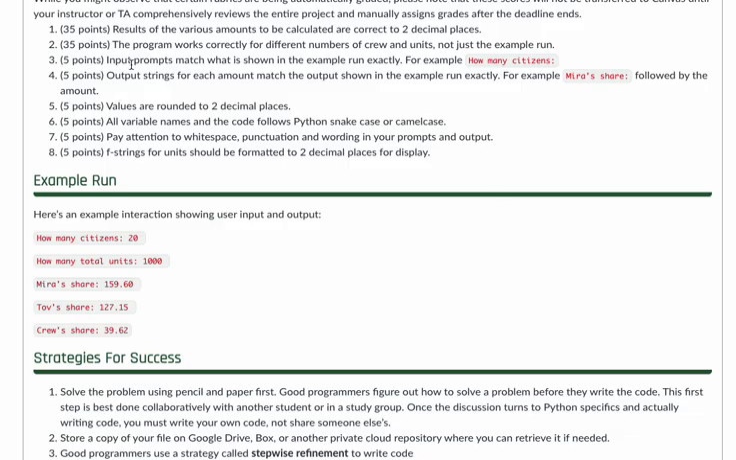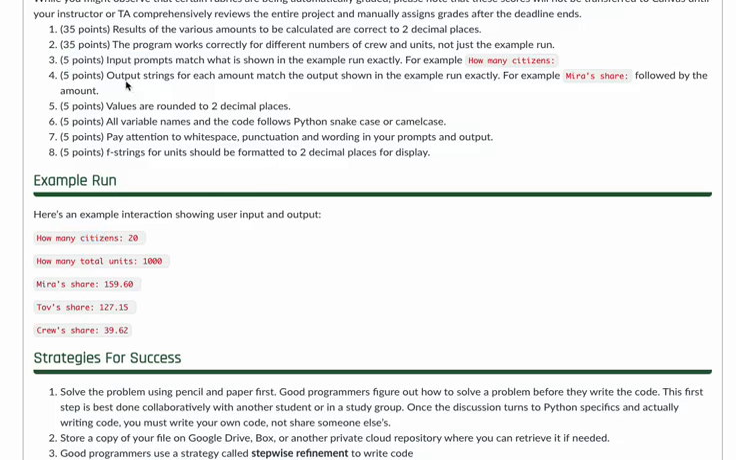Now the third thing is that the input prompts match what is shown in the example run exactly. What is the input prompt? This is the input prompt: How many citizens? And then, how many total units? If you match the exact input prompt, then you will get 5 points. Even if your answers are correct, but the prompt is not exactly matched, then you will not get these 5 points. So keep that in mind.